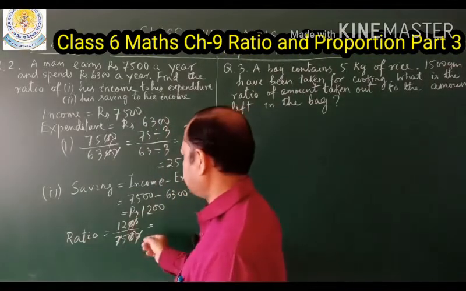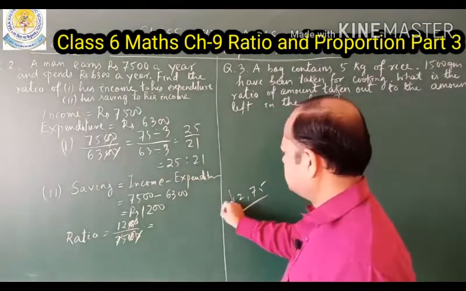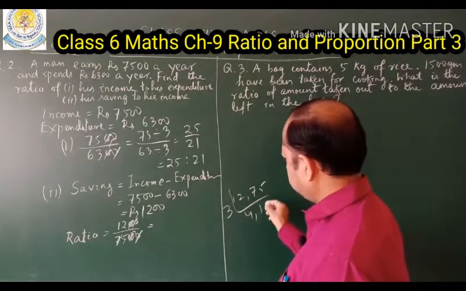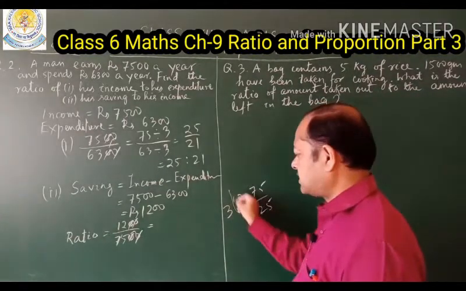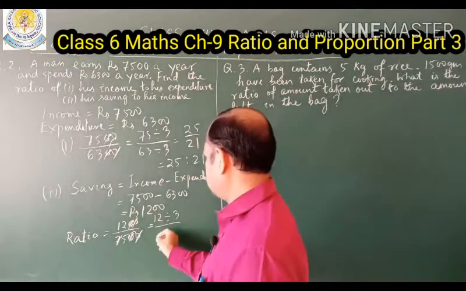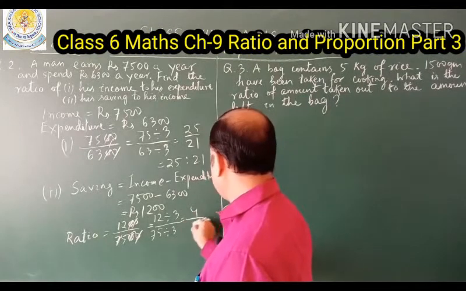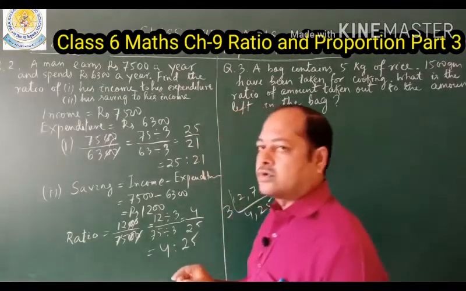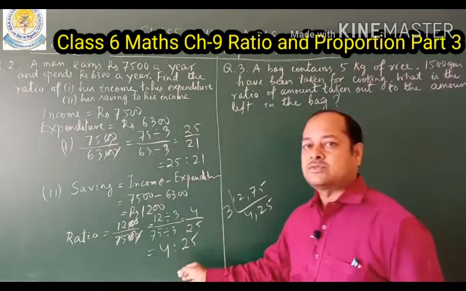And what is the HCF of 12 and 75? Both numbers are divisible by 3. 3 fours are 12 and 3 ones are 3 here. 3 twos are 6. So 3 fives are 15, and you got the HCF, that is 3. So both numbers will be divisible by 3. 12 divided by 3 and 75 divided by 3. So what did you get here? That is 4 upon 25, and the ratio is 4 is to 25. So the answer of the second question, the ratio of his saving to his income, is 4 is to 25.